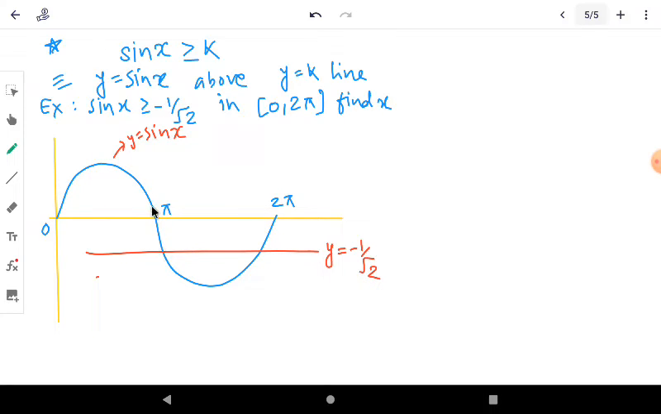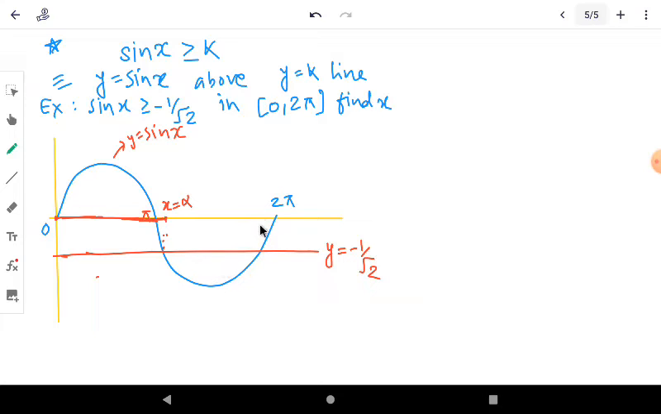So as you can see here, from this point to this point, which is near after alpha, this is pi guys. So let's say this point is x equals alpha. So from this 0 to alpha point is the range of x in which the graph of y equals sin x is above the graph of y equals minus 1 by root 2.